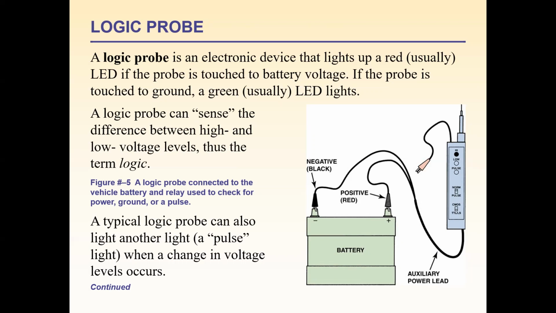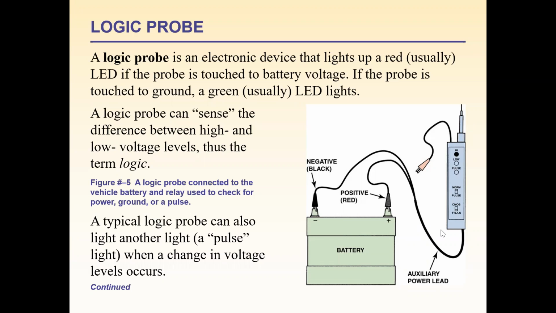When a logic probe is touched to the battery voltage, the probe will light in red. So when any probe is connected to the source voltage, it will light in red color. That indicates that it is a line with the high voltage. When this probe is connected to the negative end, or we can say connected to the ground, the probe will glow a green light.